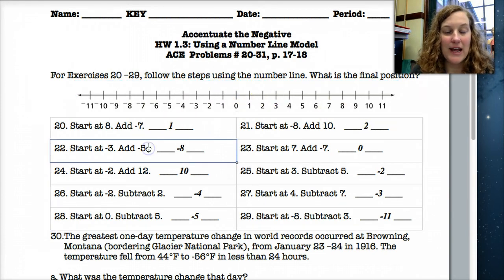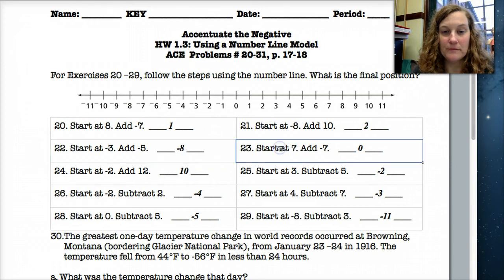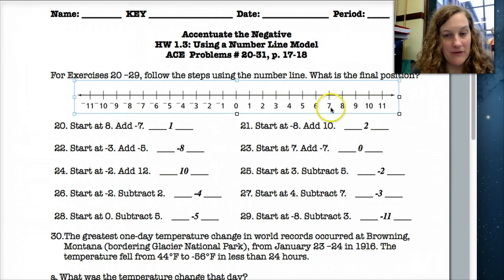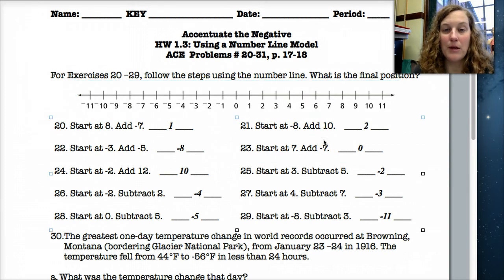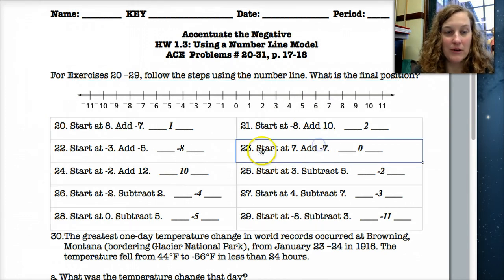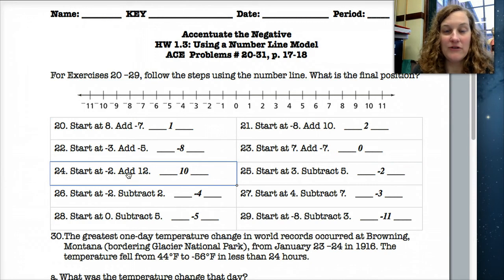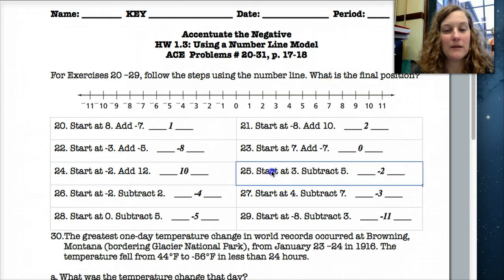If I start at -3 and I add -5, I'm adding a negative number, I go left, -3 plus a -5 is -8. If I start at 7 and I add -7, -7 means I go left, so 7 plus a -7 equals 0. If I'm at -2 and I add 12, adding a positive 12 means I go right, I start at -2, I go 12 to the right, and I get positive 10.